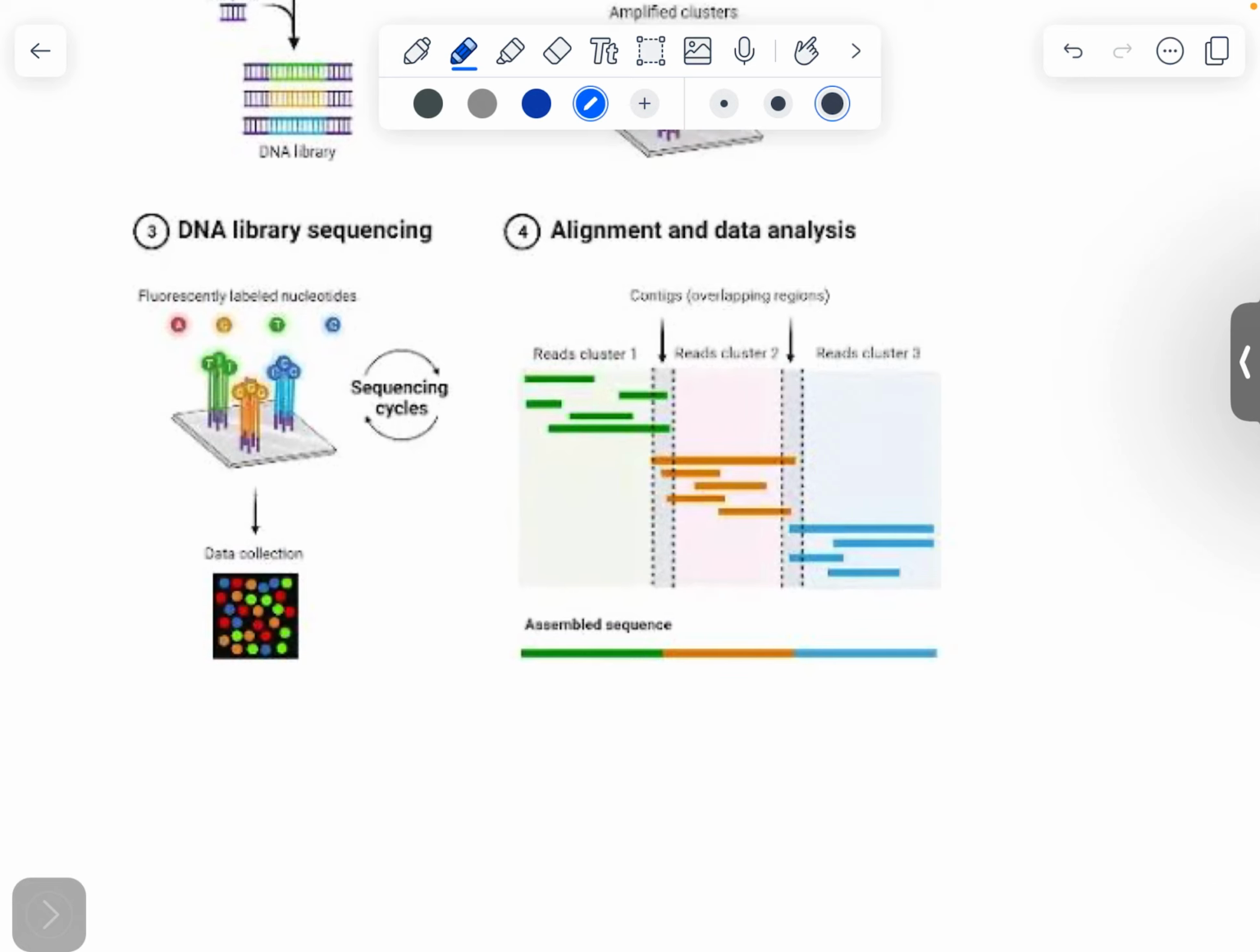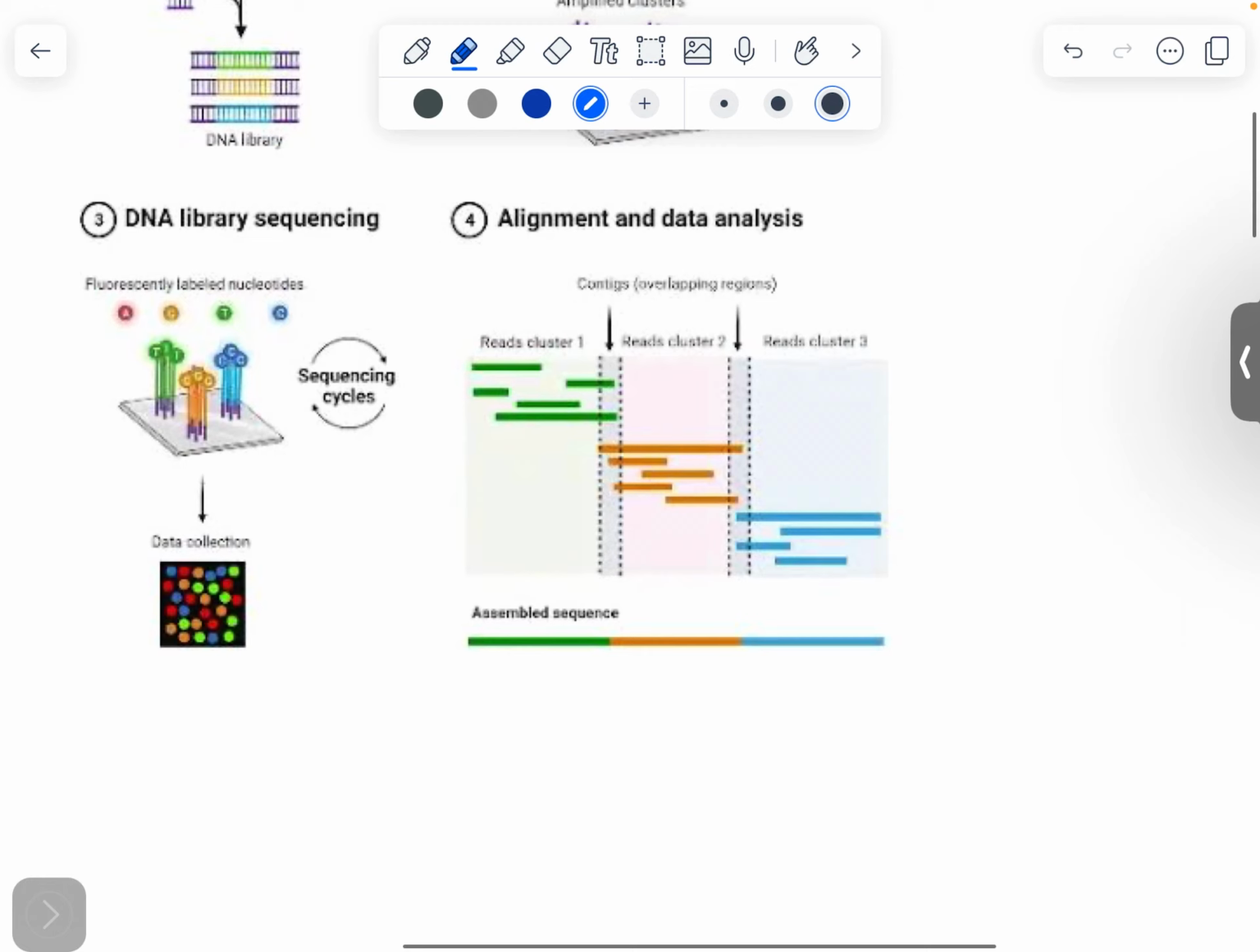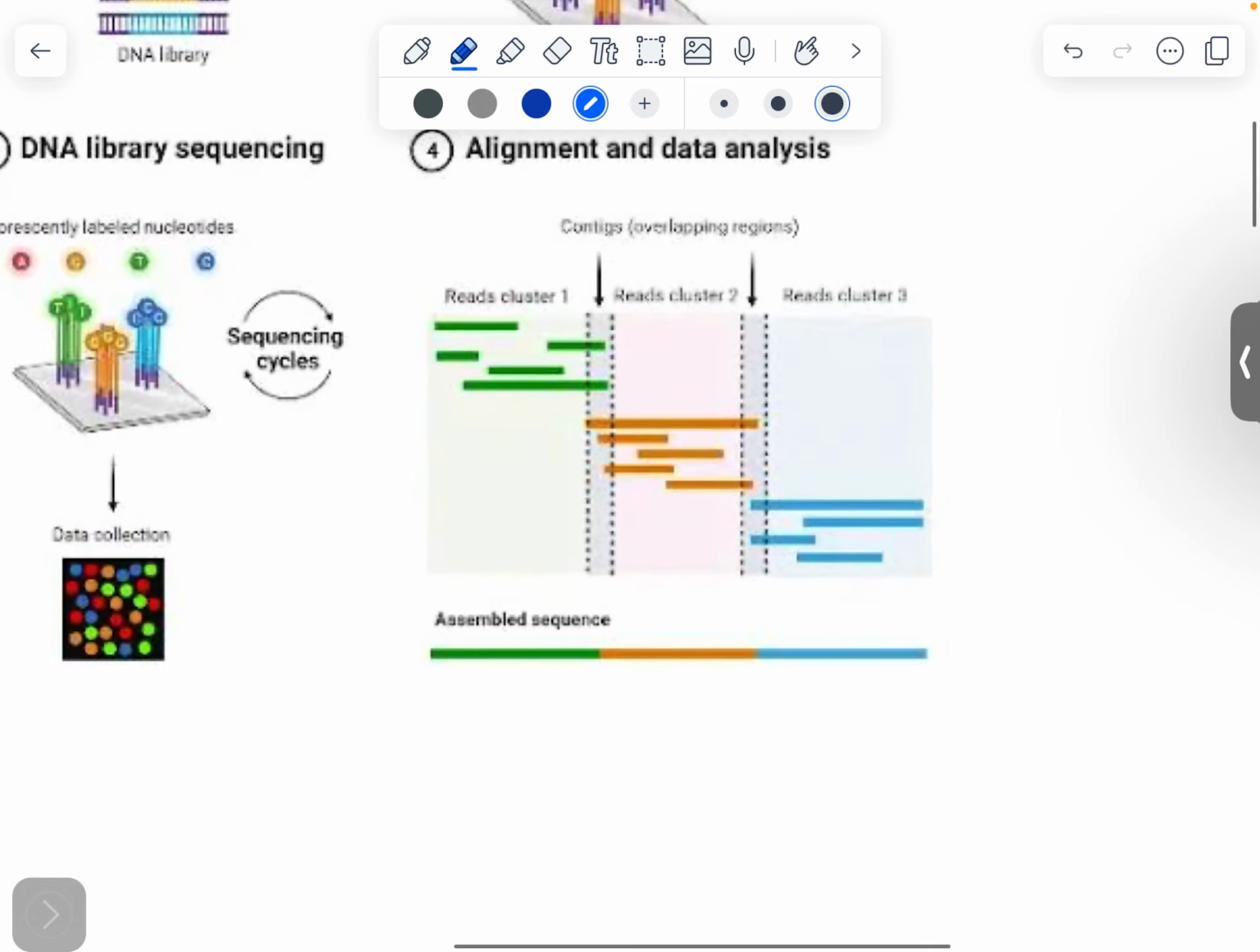The second step is sequencing the library. First we have fragmented DNA, and this fragmented DNA pool is called a library now. Then this library is sequenced by the sequencing machines. Okay, that is the second step. After sequencing of these small fragments, we get the reads. Then these reads are mapped to the reference genome.